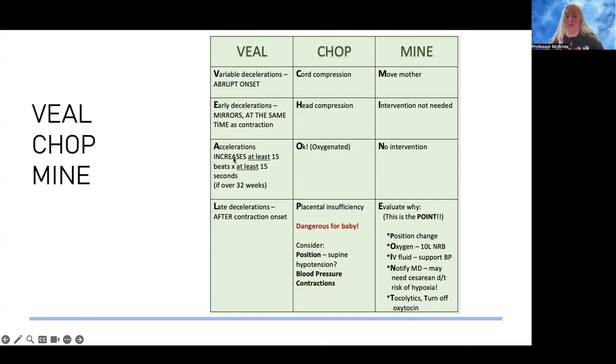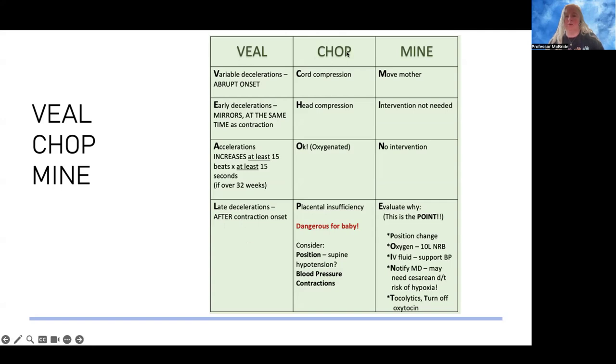A is for accelerations. These are increases of at least 15 beats above the baseline and last for at least 15 seconds if the baby is over 32 weeks gestation. If the baby is less than 32 weeks gestation, these are going to be 10 by 10 instead of 15 by 15. And then the L is for late decelerations, and these happen after the contraction starts and return to the baseline after the contraction ends. So that's the word VEAL.